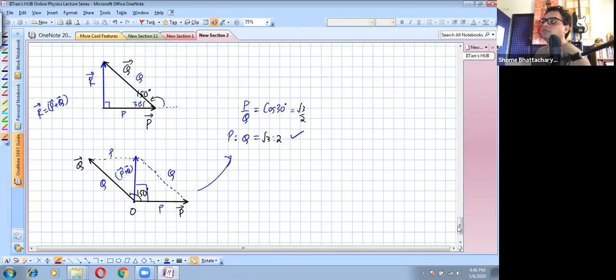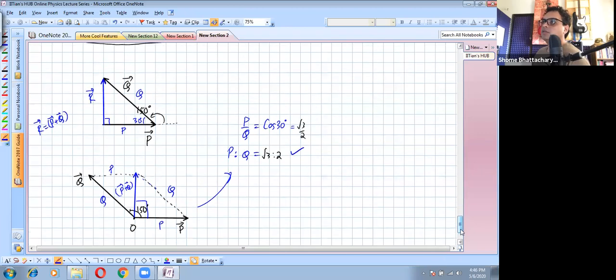I'll also show you the component method of doing this question, which is also a reasonably efficient way of doing the question. Nothing wrong with that.